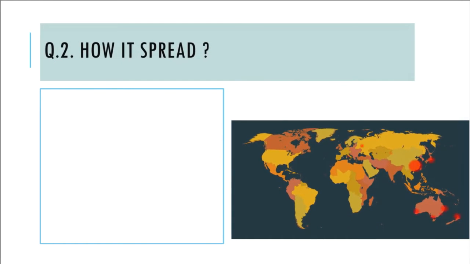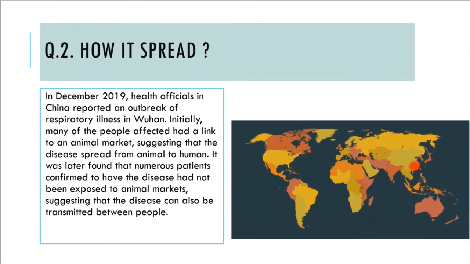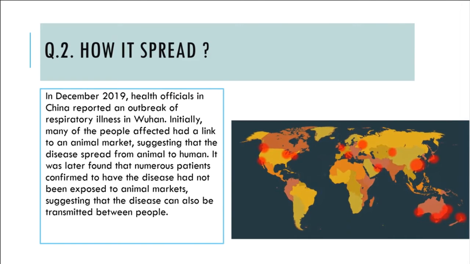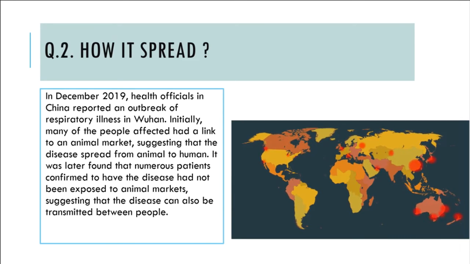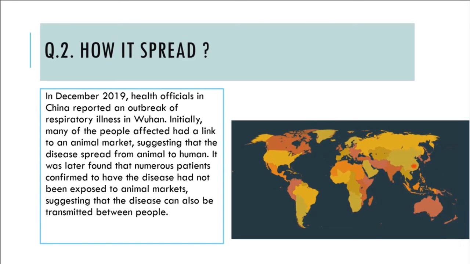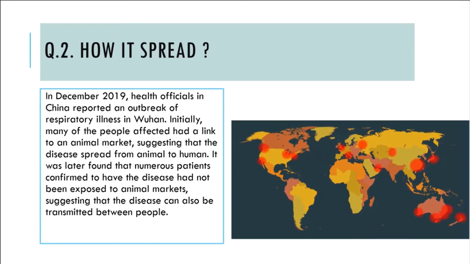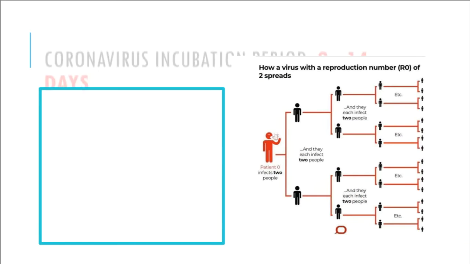Q.2. How does it spread? In December 2019, health officials in China reported an outbreak of respiratory illness in Wuhan. Initially, many of the people affected had a link to an animal market, suggesting that the disease spread from animal to human. It was later found that numerous patients confirmed to have the disease had not been exposed to animal markets, suggesting that the disease can also be transmitted between people.